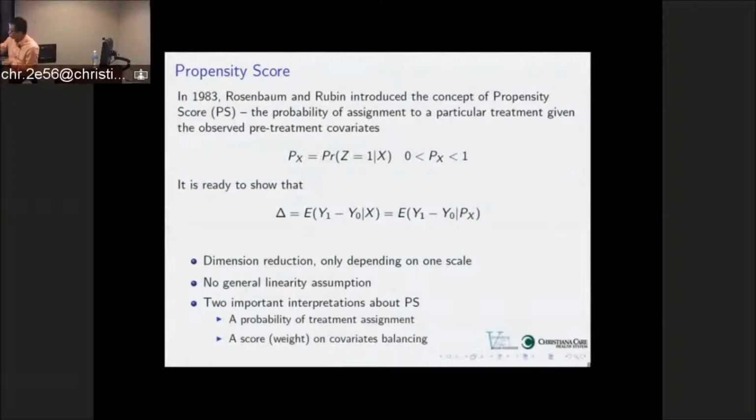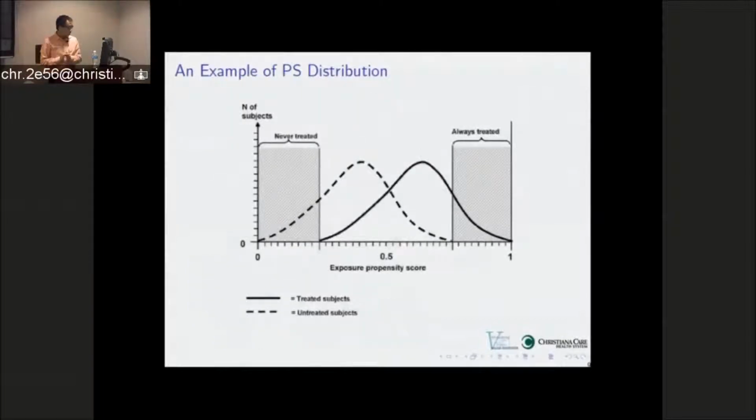I just introduced the two interpretations, but later we're going to see how we use them in the different propensity score-based methods for bias adjustment in observational studies. So here, I'll give you an example of the propensity score distribution. We still use the two treatment groups as an example.